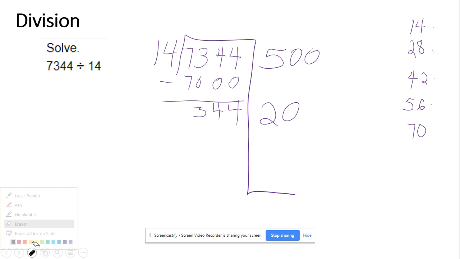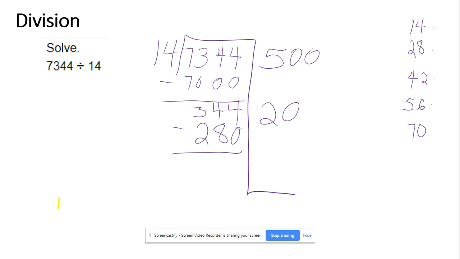Okay, so now we're multiplying 14 times 2, which is 28. We got that from our list. But it's 14 times 2 tens, so it's really 28 tens, which is 280. Now we can subtract. 4 minus 0 is 4. 4 minus 8 we can't do, so we're going to regroup or borrow. 14 tens minus 8 tens is 6 tens. So now we have 64.